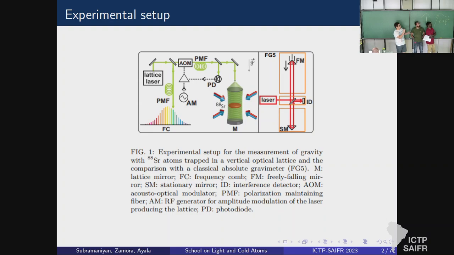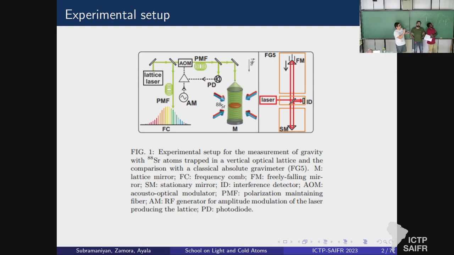After that, in the middle, we have many devices. We control the modulation of the setup, because we are working with Bloch oscillations. The most important thing is here. When the laser arrives here, we have two mirrors, at the top and the bottom. The laser hits the mirror, returns and hits again. In the center, we have the strontium atoms.